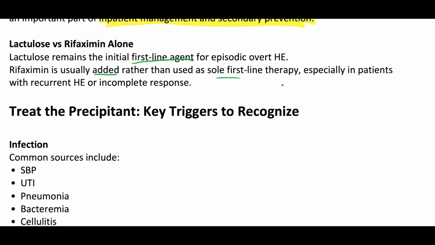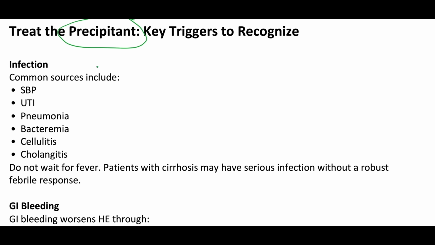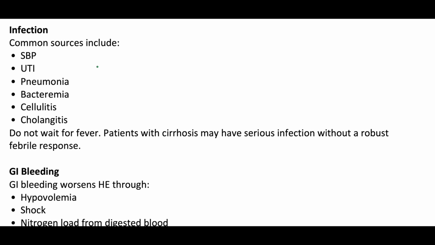So just to dive a little bit into the precipitants, just because this is such an important thing, right? Anytime you're diagnosing hepatic encephalopathy, your next question is, what is the precipitant? And we just wanted to make it a little more detail-oriented. So some of the big precipitants here that we talked about, you should always think about infection. Most common sources are SBP, spontaneous bacterial peritonitis. These patients should be getting a para if they have ascites, independent of whether you think they have symptoms of infection or not. UTI, pneumonia, bacteremia, cellulitis, cholangitis.